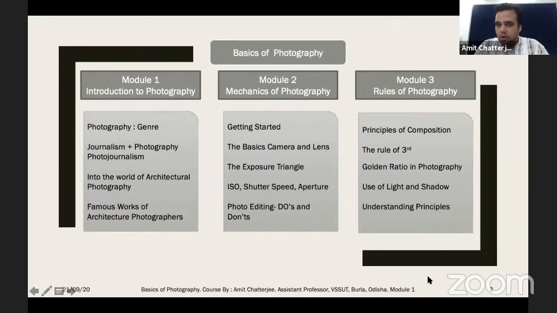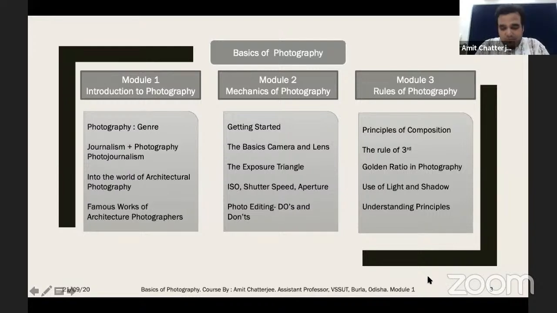And the third module will be the most important module. That's the rules of photography. Basically, it's a very vague concept, saying rules of photography, because to be honest, some of the best photographs come out when people actually break the rules. But having said that, you need to learn the rules to break the rules.